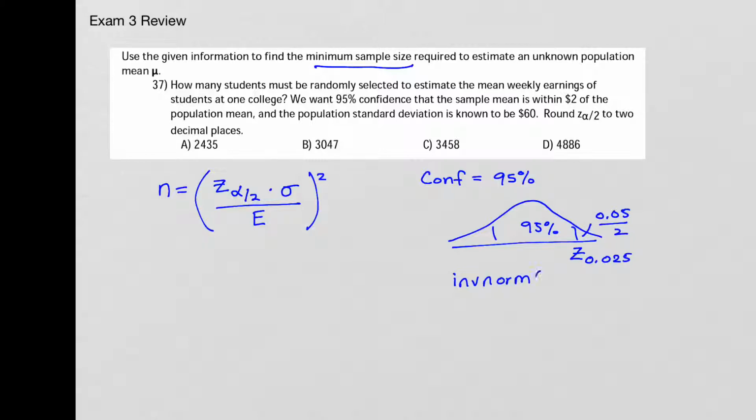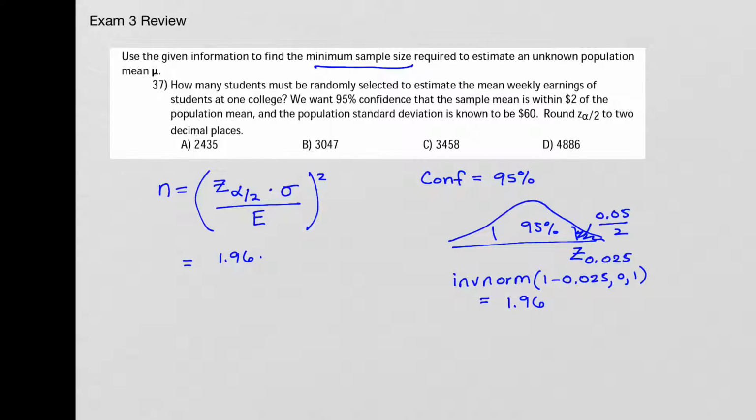So I'll use the inverse norm function, take 1 minus 0.025, because of course that 0.025 is on the left, or sorry, it's on the right, and we need to give the percentage on the left. And so this turns out to be 1.96. So that's the value for z.